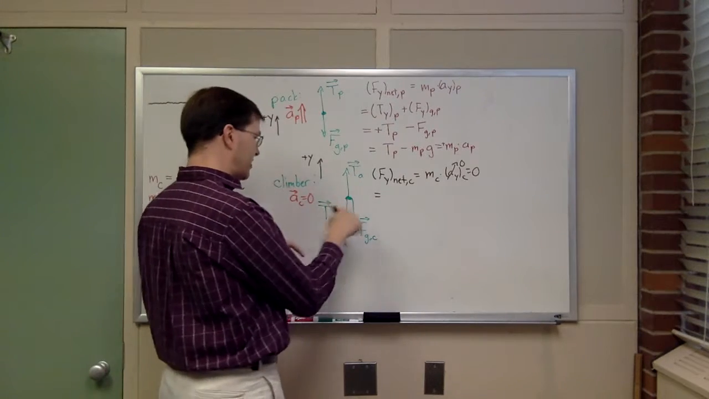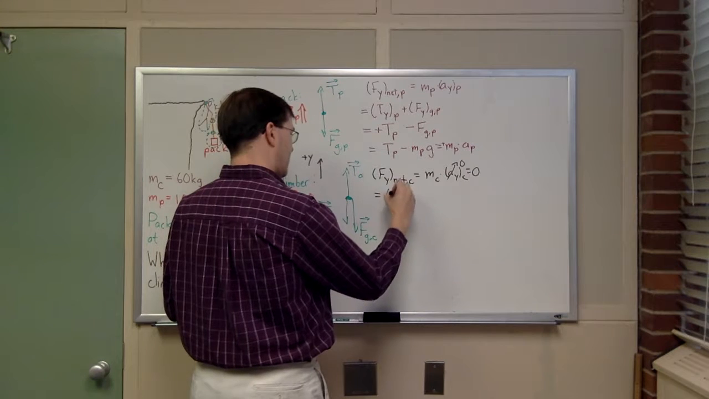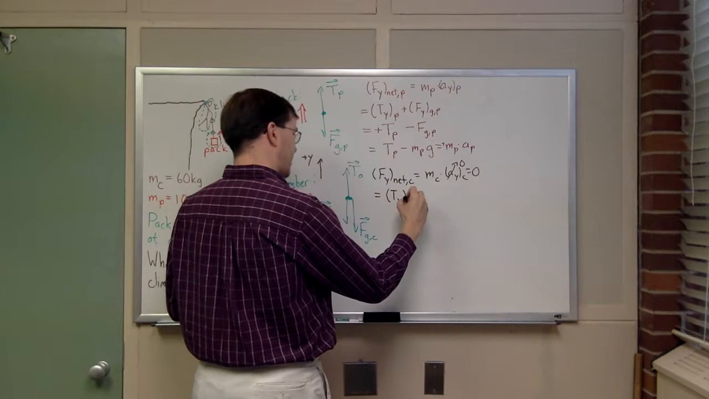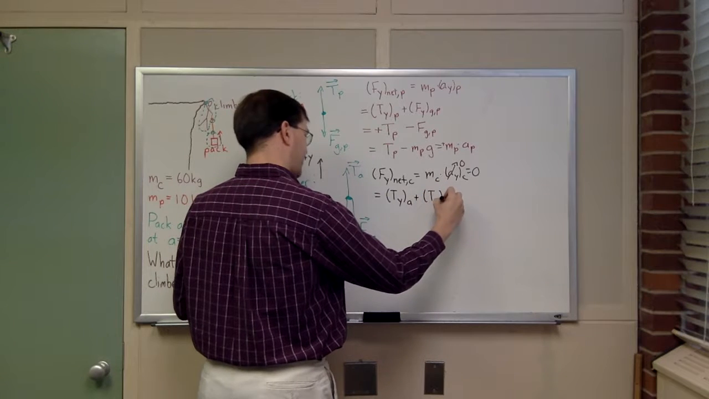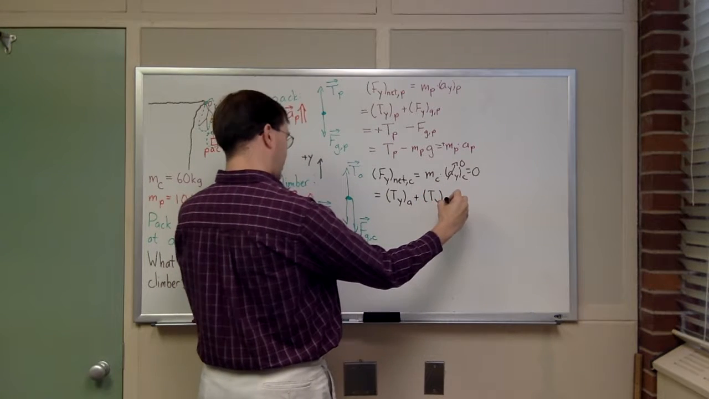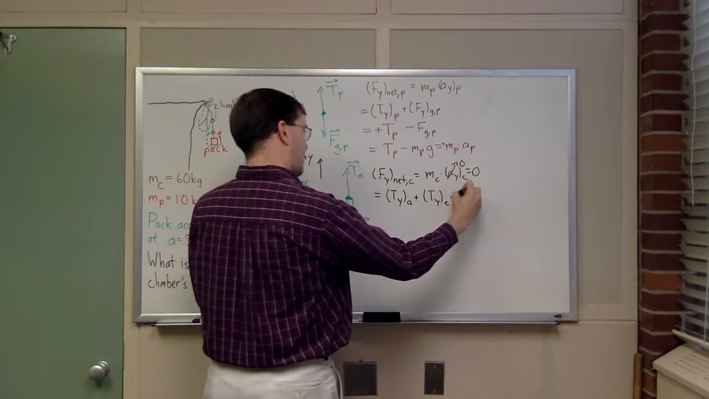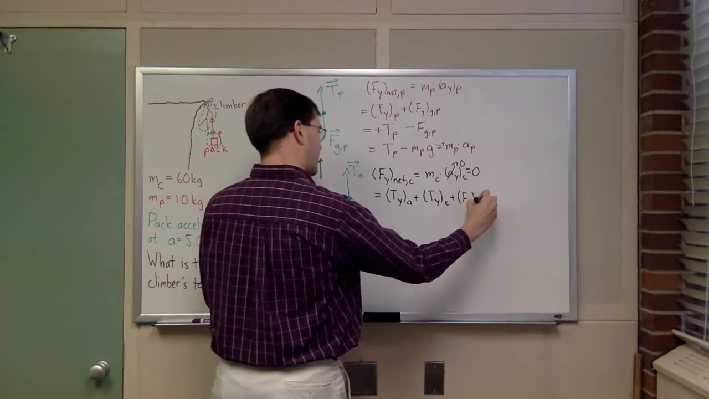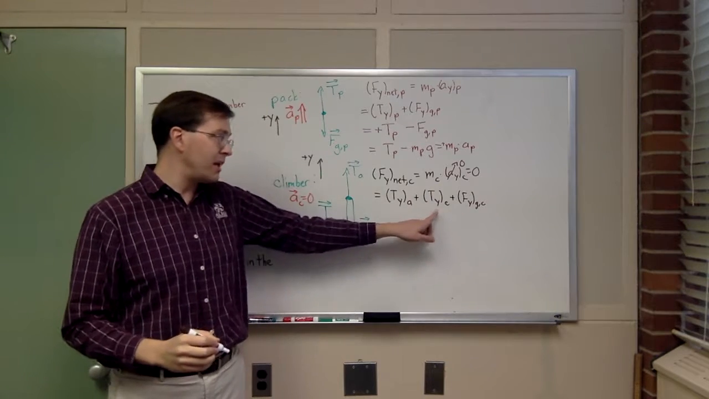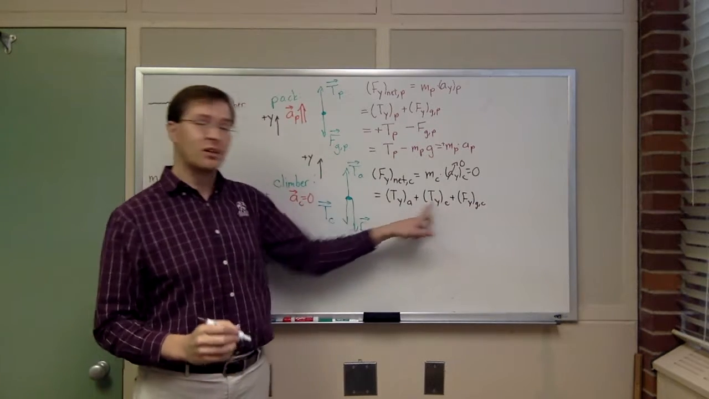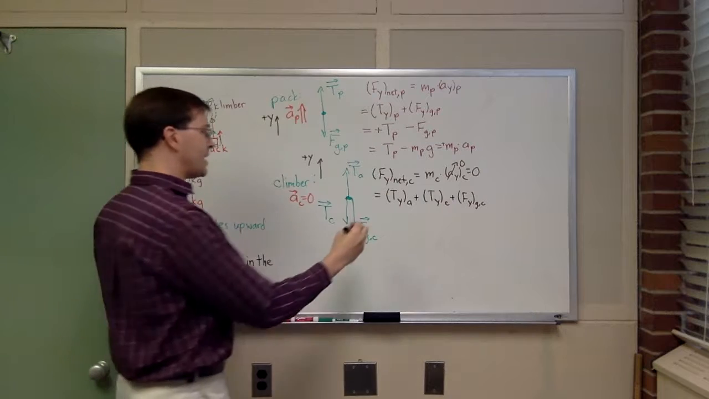All I do is take the list of forces and say: the y component of the tension in the arm, plus the y component of the tension on the climber from below, plus the y component of the force of gravity on the climber. No minus signs here, because any directional information is inside the components.